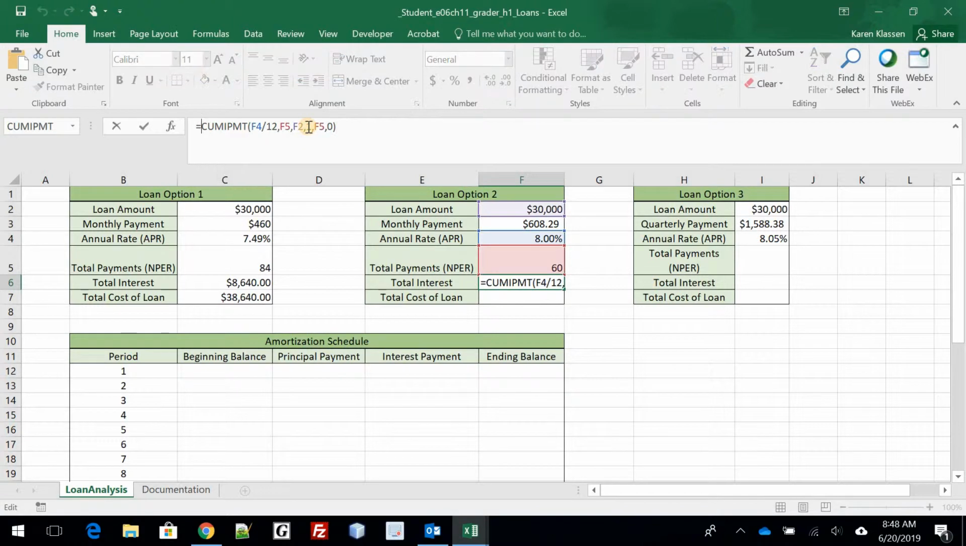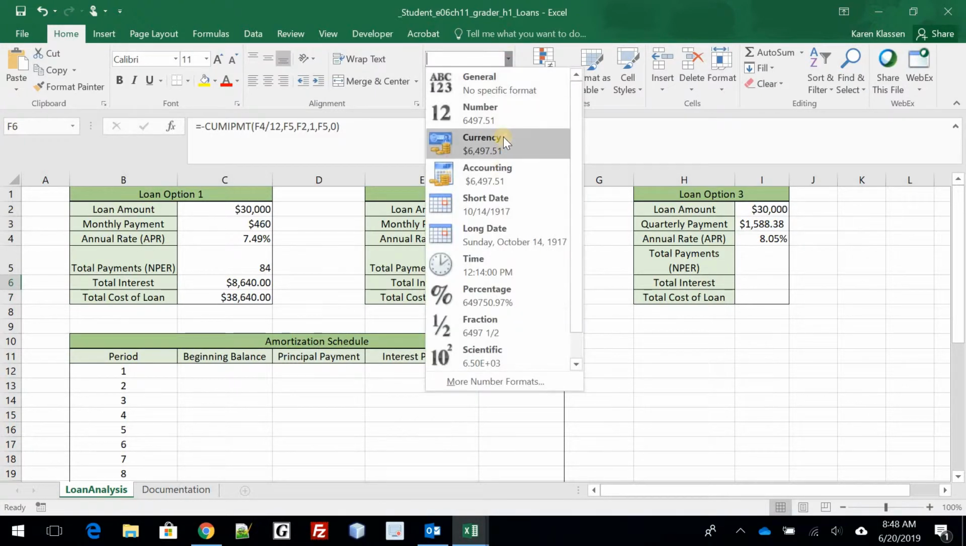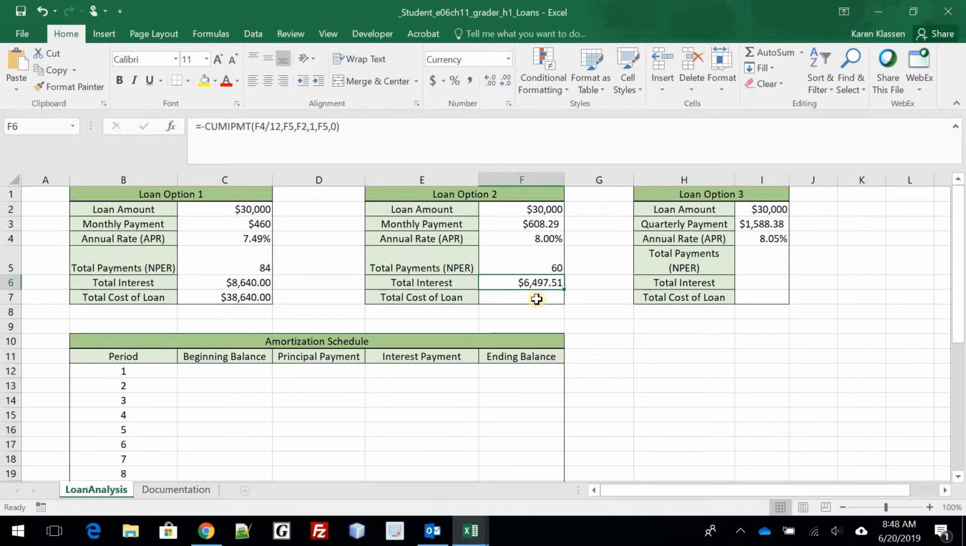And then we come back in here and reverse the sign. Format this to currency. And total cost of the loan. All right. Now this one, we're going to calculate the total number of payments.